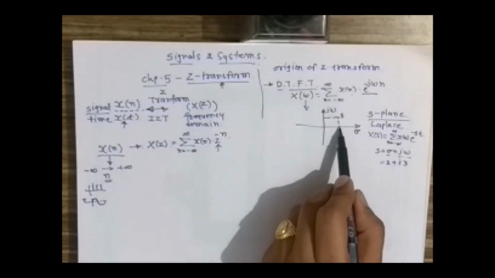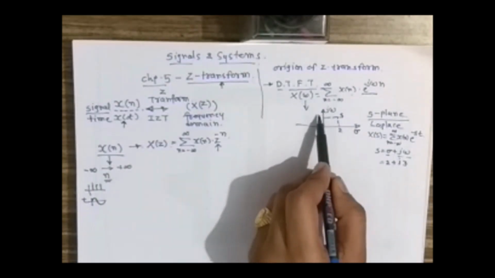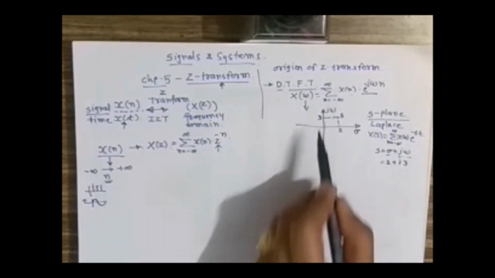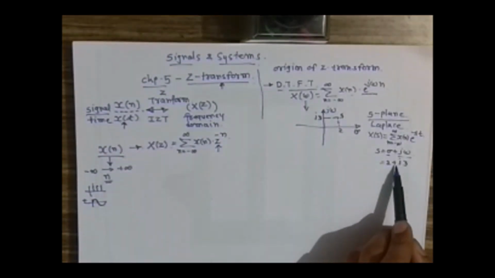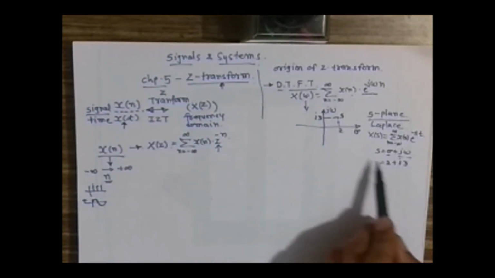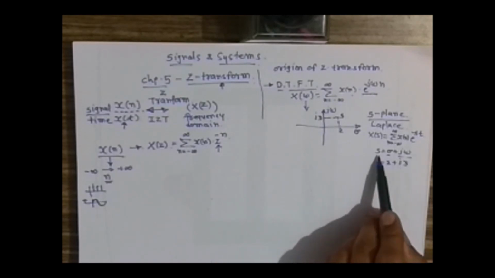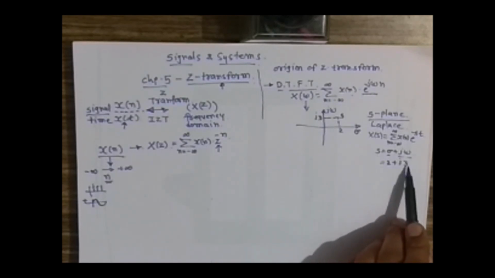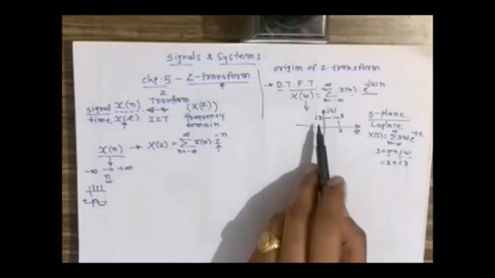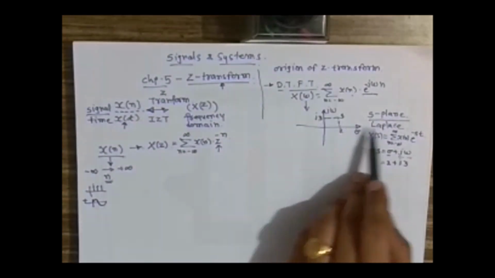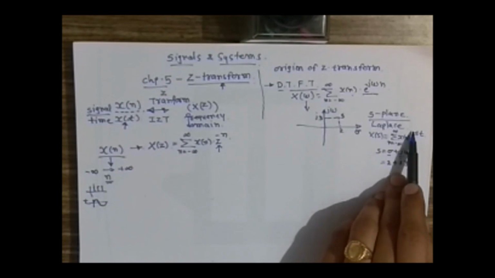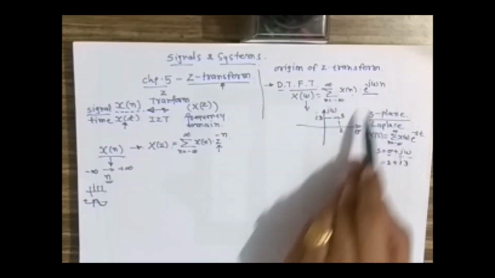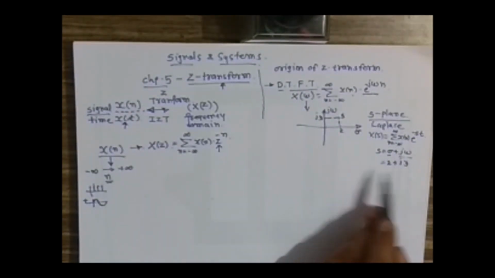Say sigma is 2 over here and j omega is j3 over here. So this point represents 2 plus j3, the sigma plus j omega, s is equal to 2 plus j3. Remember, this represents the S-plane, the Laplace domain, but our subject of interest is j omega.